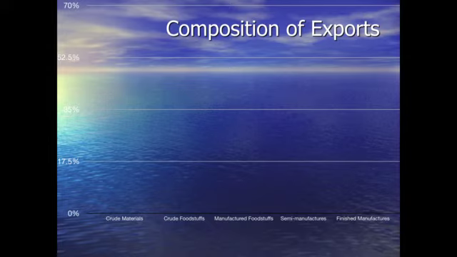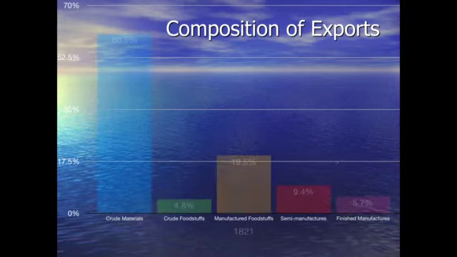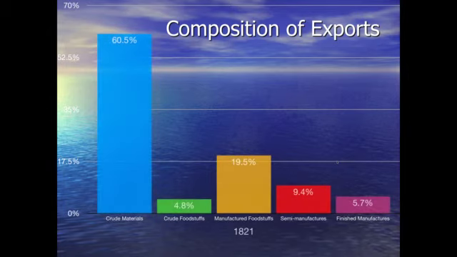So here I refer to this as a time series bar graph, because this is going to be changing over time as I click on this. So let's take a look at what the exports in the United States looked like in 1821. So this is a percentage of all exports. So crude materials were roughly 60% of exports, crude foodstuffs 5%, manufactured foodstuffs around 20%, semi-manufacturers 9.4%, and finished manufacturers 5.7%.